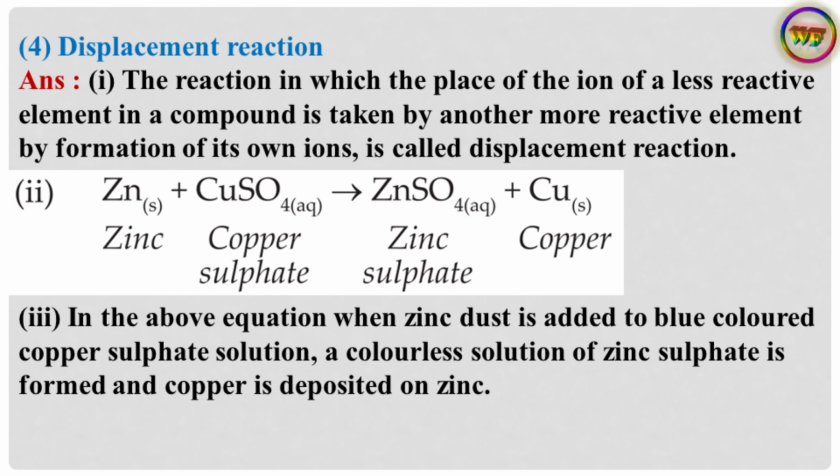Sub-question 4. Displacement reaction. Answer. Point 1. The reaction in which the place of the ion of a less reactive element in a compound is taken by another more reactive element by formation of its own ions is called a displacement reaction. Point 2 is given directly. Point 3. In the above equation, when zinc dust is added to blue-colored copper sulfate solution, a colorless solution of zinc sulfate is formed and copper is deposited on zinc.